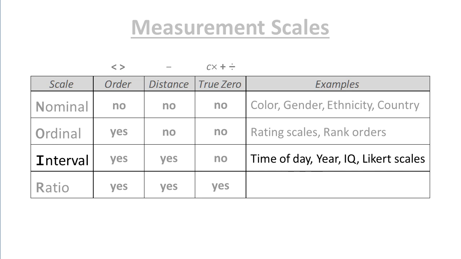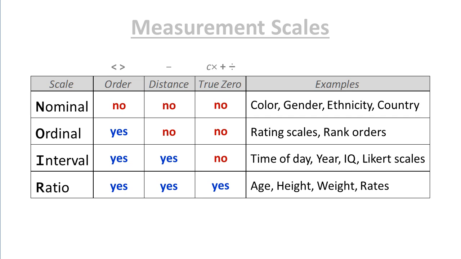Examples of interval scale include time of day, which you've already seen, year, IQ, and Likert scales. Likert scales are a type of rating scales that are often treated as interval scales in behavioral sciences. There is some controversy as to whether Likert scales should be treated as interval scales. Ratio scales may be the most common. They include age, height, weight, and various rates like speed, rate of consumption, and so forth.